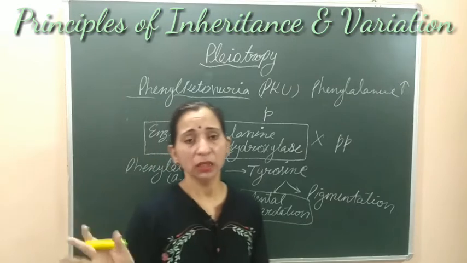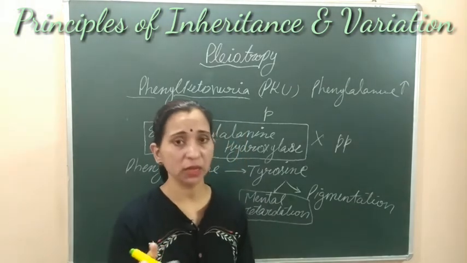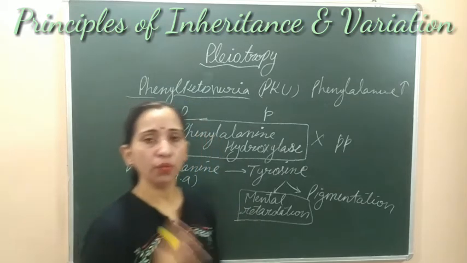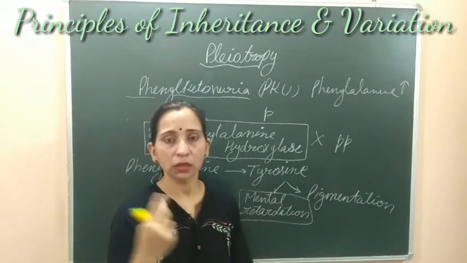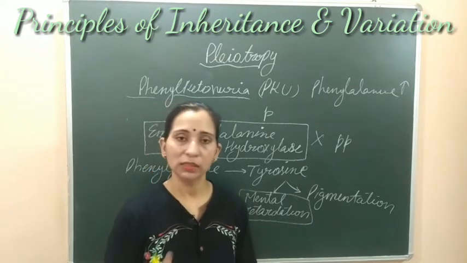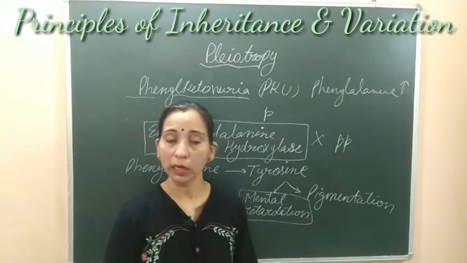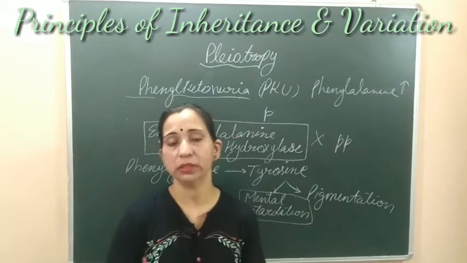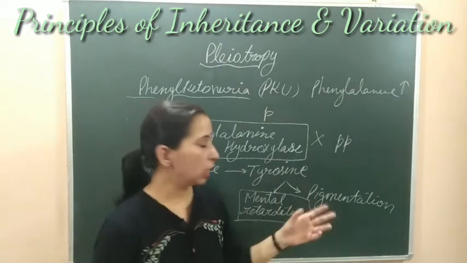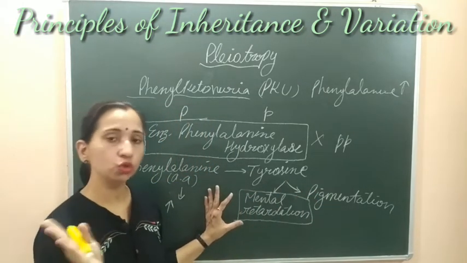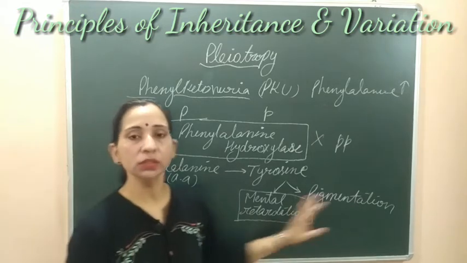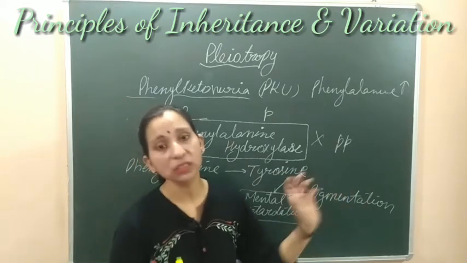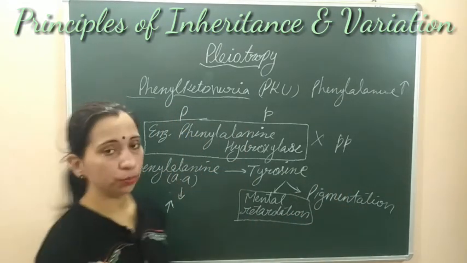So here we discussed pleiotropy in the case of humans with two examples. First, sickle cell anemia. Second, phenylketonuria. In sickle cell anemia, we showed two effects. First, the change in the structure of hemoglobin, and second, the change in the shape of the RBC, where the change in the structure of hemoglobin is the major effect, and the change in the shape of RBC is the secondary effect of this gene. Here also we have seen two effects. First, mental retardation. Second, pigmentation. Mental retardation is the major effect, and pigmentation is the secondary effect of this gene. So this is about pleiotropy in humans.